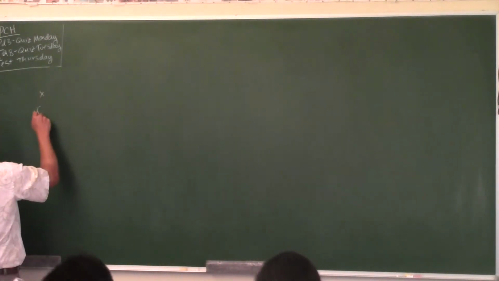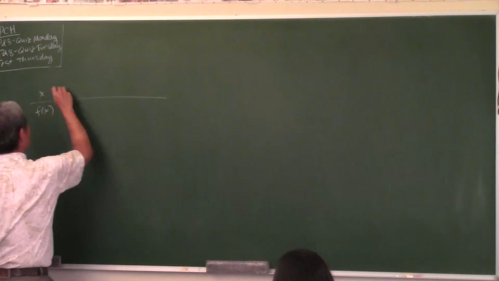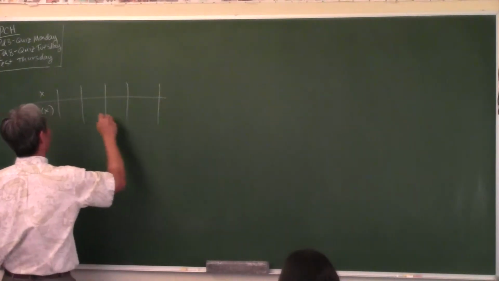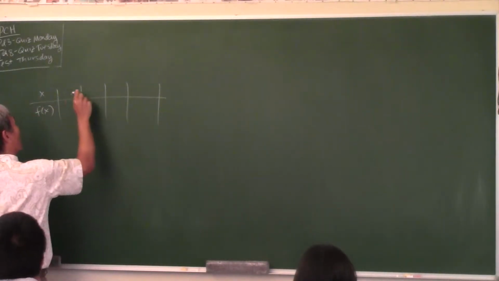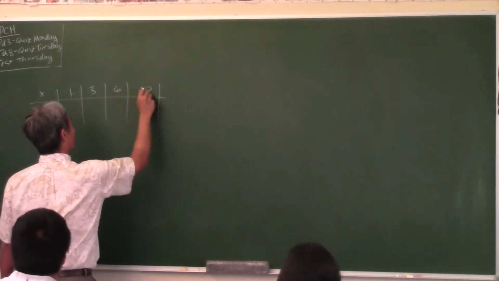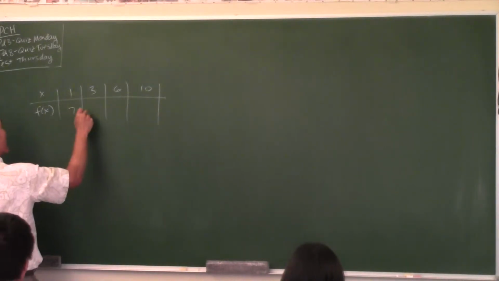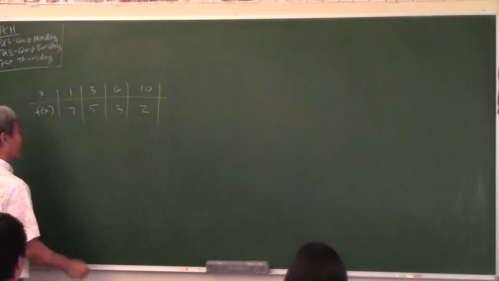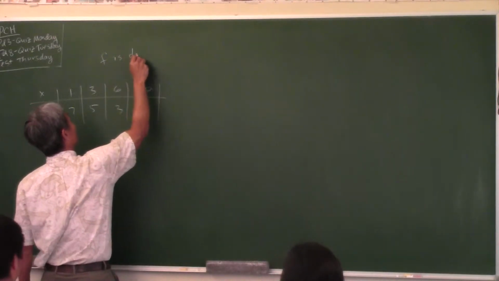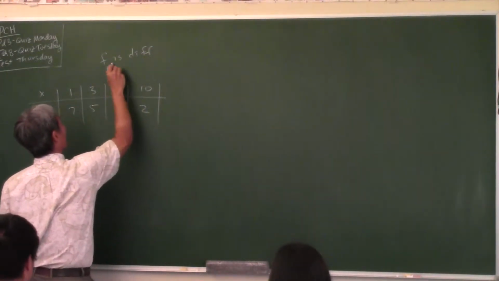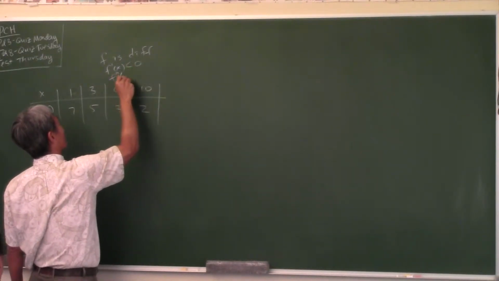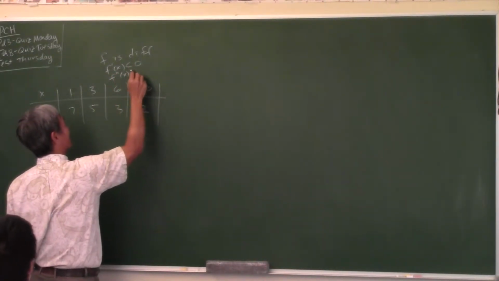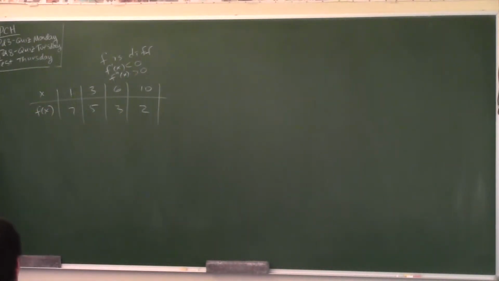Okay, so x, f of x. I'm gonna give you a chart. I'll just give you one with 4. How about 2, 3? No! 1, 3, 6, 10. And then how about 7, 5, 3, 2? F is differentiable. F prime of x is less than 0. F double prime of x is, I don't know, just say greater than 0, even though it might not be true. Okay, now let me ask you some questions.